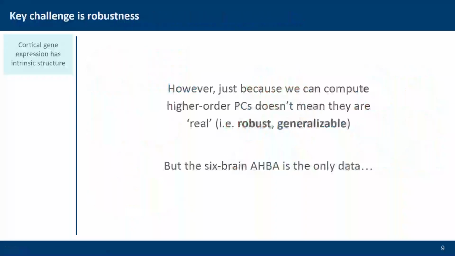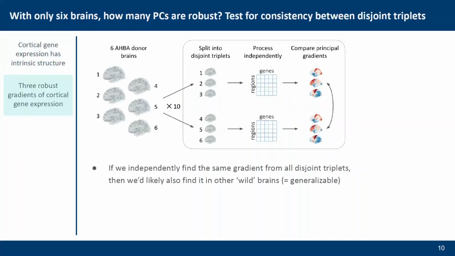So the key challenge to doing this is that just because we can compute higher order principal components doesn't mean that they're real. I mean, we can compute PC100 if we like, but all of these data come from just 6 brains in the Allen Brain Atlas, so at some point, the higher order components are just going to be overfitting to the specific individuals in the data set. So how do we know how many principal components are real? In particular, this is the only data set that we have that has high spatial resolution of gene expression. So our solution to that was to make the problem even harder.